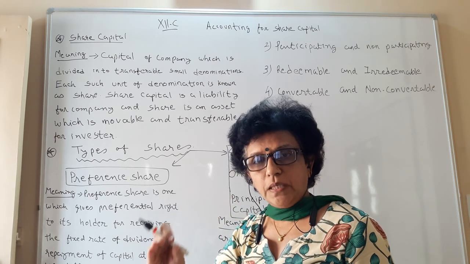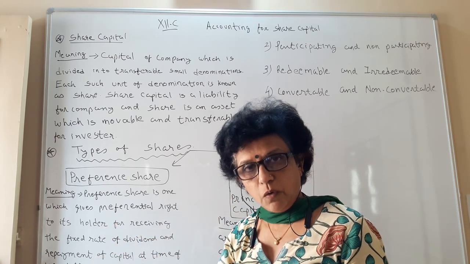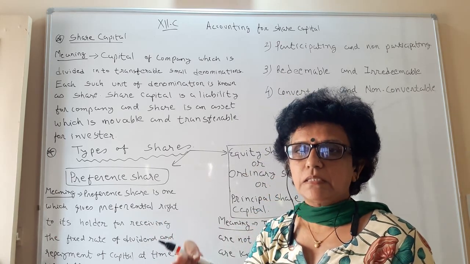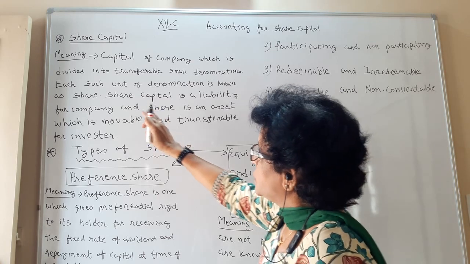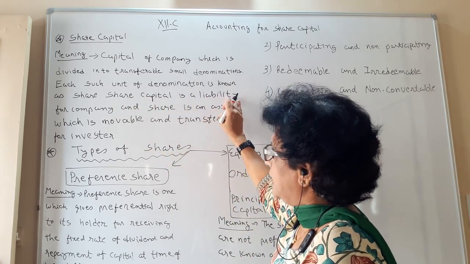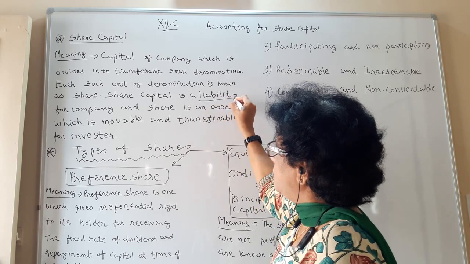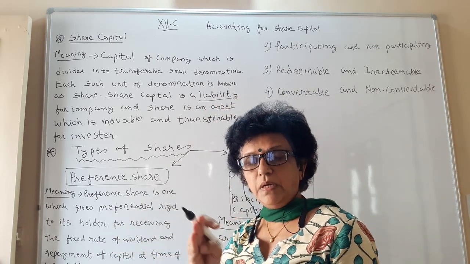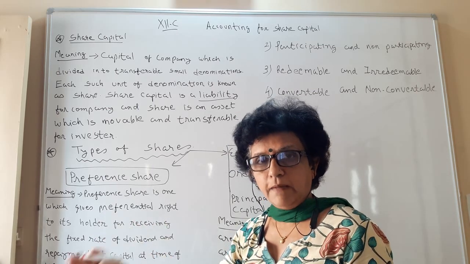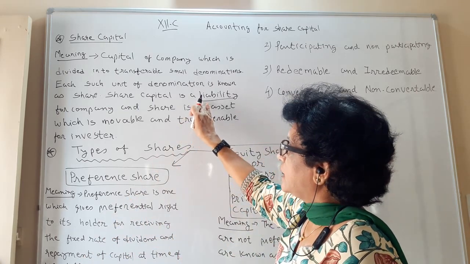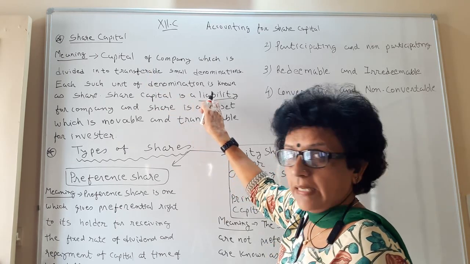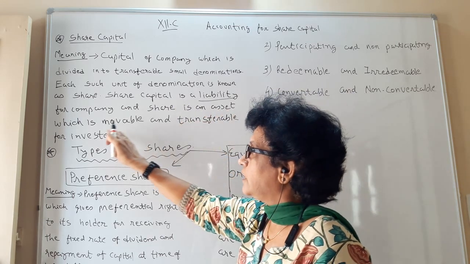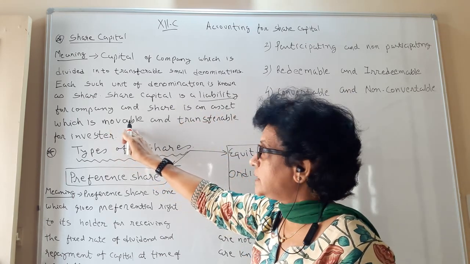The person who purchased the share known as a shareholder, and the accumulated total amount for the company is known as a share capital. So here the share capital is a liability for the company. We will write as per our accounting equation on the L, that is C plus L is equal to A. So your C part, the capital, share capital, is a liability for the company, and the share is an asset for the person who invested into it.